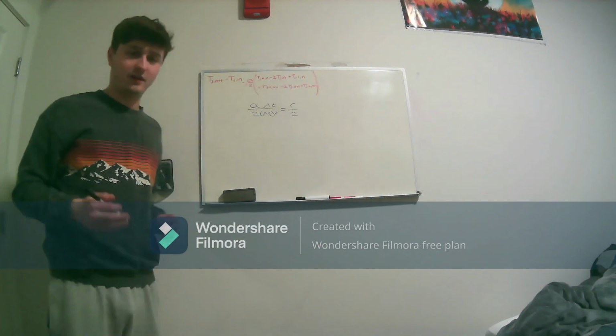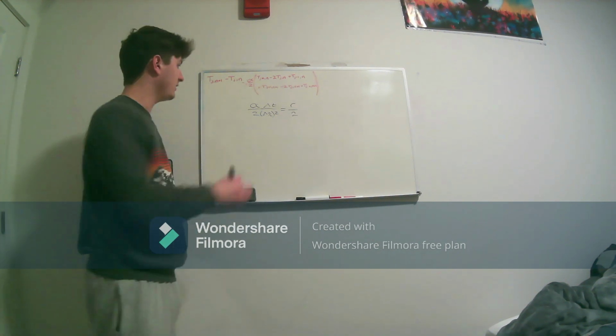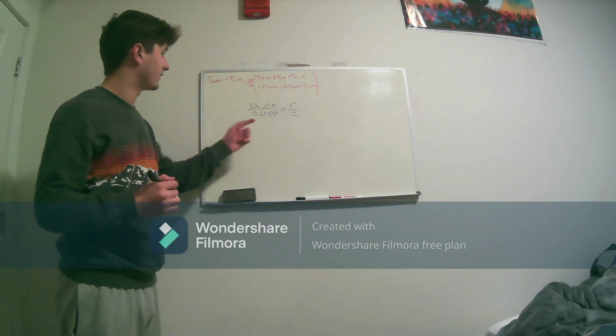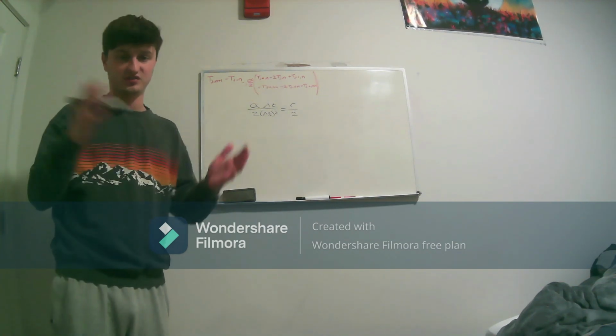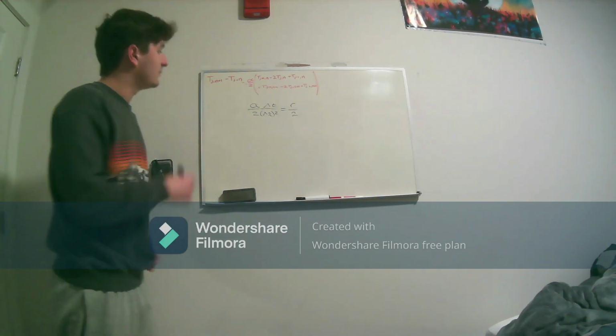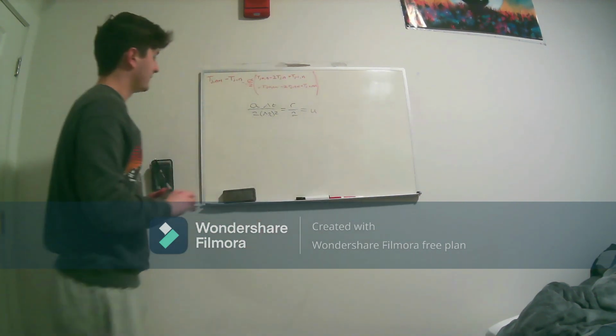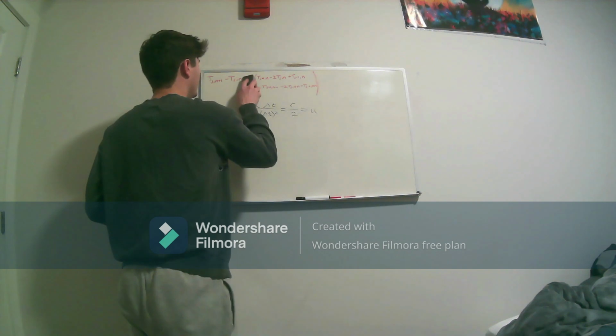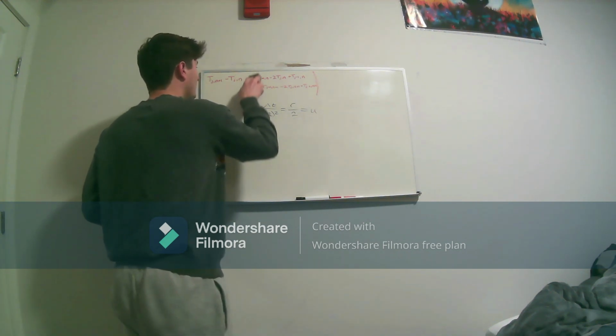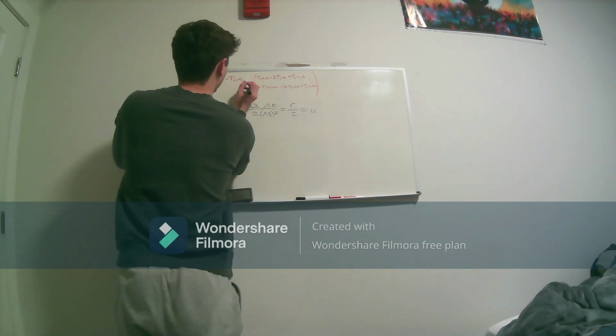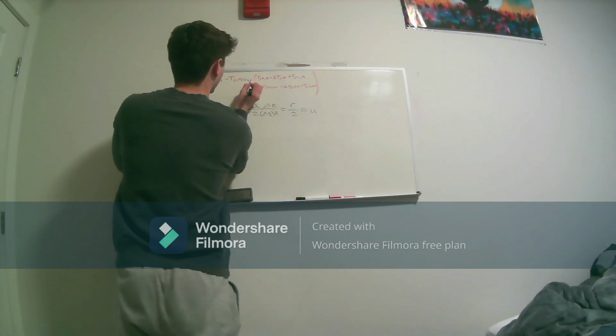Also, if I didn't say anything about it, alpha is our thermal diffusivity, delta t is our time step, and delta x is our position step. For the rest of the video, we're going to call this U. So I can do a little bit more erasing. We have this equal to U.